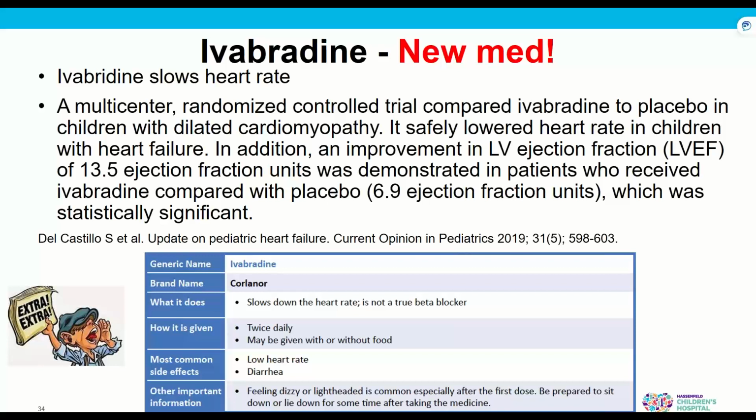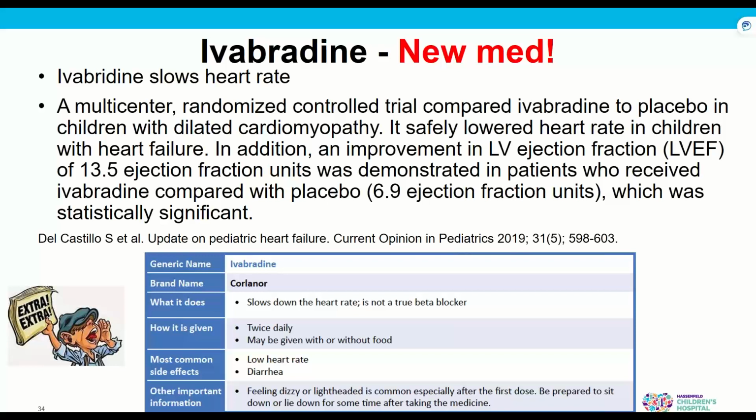There was a recent trial comparing this medication to basically a sugar pill, or a placebo, in children with dilated cardiomyopathy. It was a small trial, but it did show that it safely lowered the heart rate in children with heart failure, and it did improve the squeeze of the heart, or the ejection fraction. It was about twice as good in the patients who received ivabradine versus those that received the sugar pill. And so the thought is that by decreasing the heart rate, it may allow for improvement in heart function.